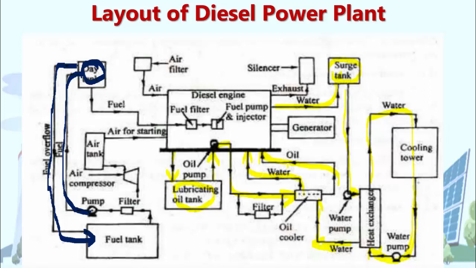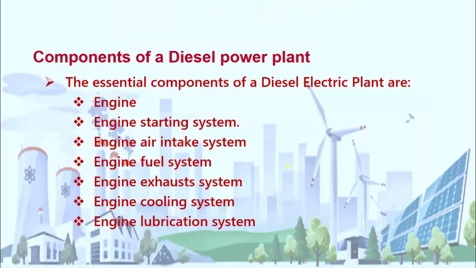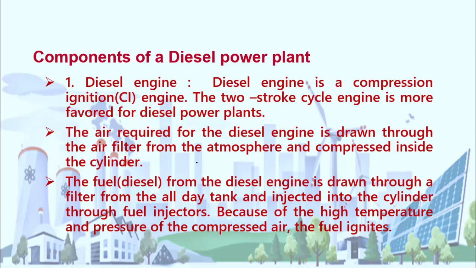Okay, in the further slides we will take the components one by one and explain them to you clearly. Right, these all are the components of the diesel power plant. First one is the diesel engine, second one is the engine starting system, third one the engine air intake system, then the fuel system, exhaust system, cooling water circuit, and the last one is the lubricating circuit, right? Here, the diesel engine is a compression ignition engine. Usually two-stroke diesel engines are used in the diesel power plant, right?